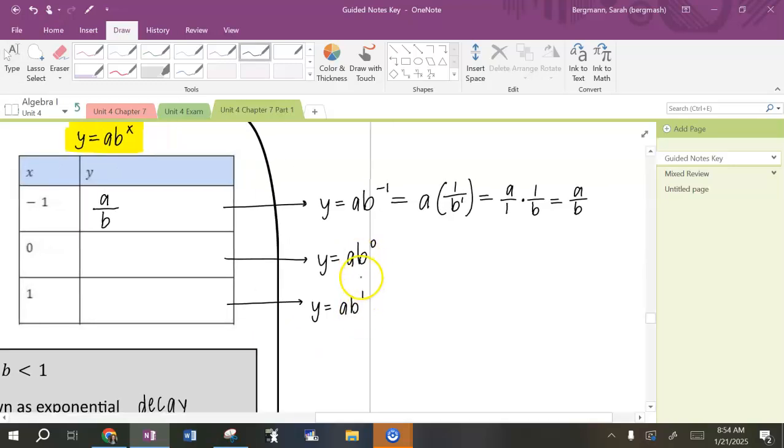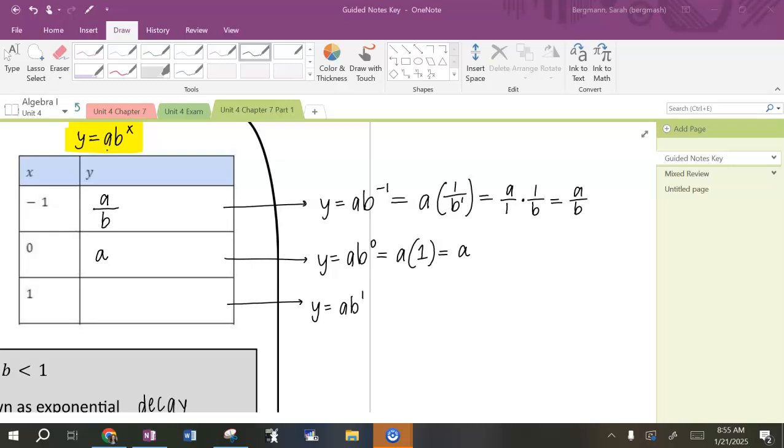Let's see what happens when we put 0 as our exponent. Earlier this chapter, we learned that a 0 exponent is always equal to 1. So b raised to the 0 power is just equal to 1. So that gives us a times 1, which we all know is just a. So anytime you have the x value of 0, you actually just get whatever a is. Now, if there is not a number multiplied in front of the base, you can assume that the a value is 1.